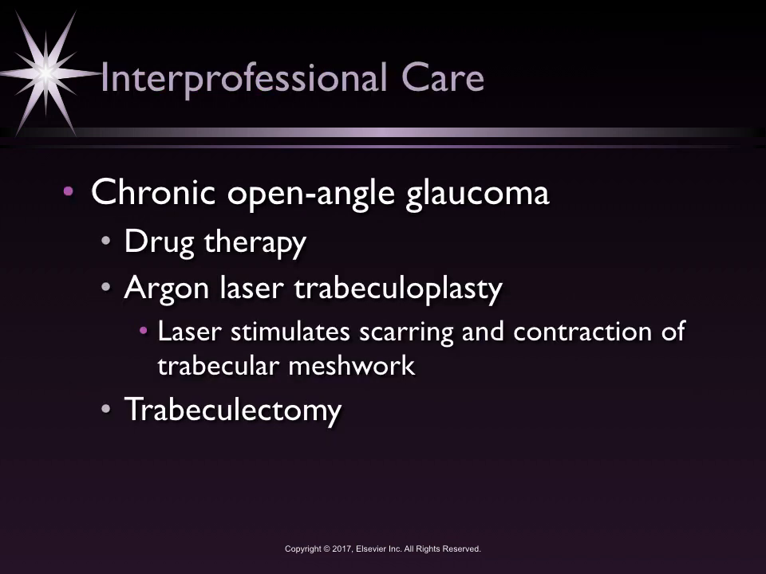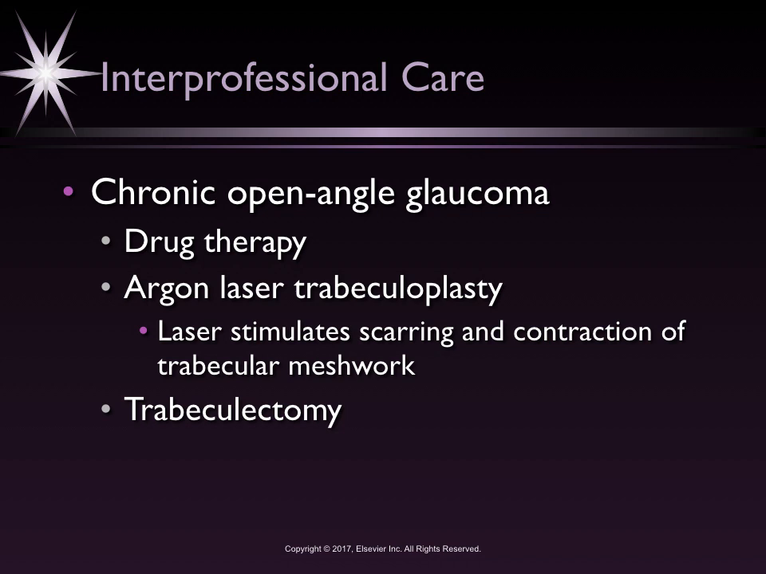As far as interprofessional care is concerned, with chronic open angle glaucoma, drug therapy is what's used first. The therapy is to keep the intraocular pressure low enough to prevent the patient from developing optic nerve damage. And if the drug therapy doesn't work, they may do the argon laser trabeculoplasty, and it stimulates scarring and contractions of the trabecular meshwork that allows that fluid to go through easier.